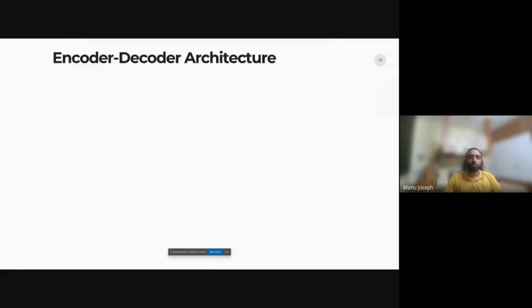Most of the time series models fall into this encoder decoder architecture. I'll explain what that is. As we saw earlier, in any time series model, we are essentially learning a function h which takes in the history, t minus 1 to t minus n, and predicts t.